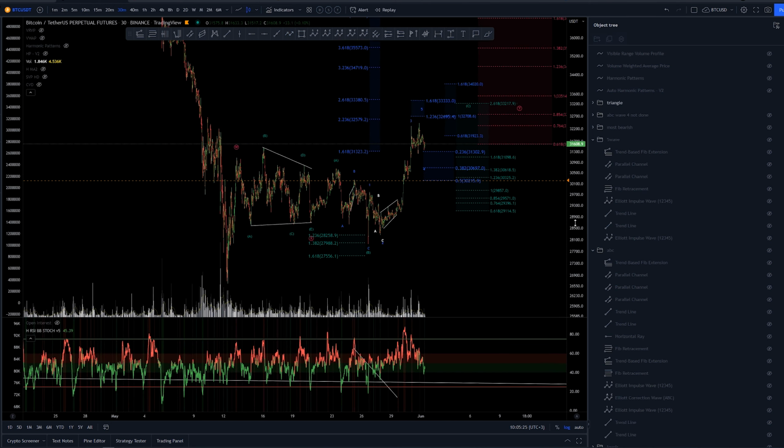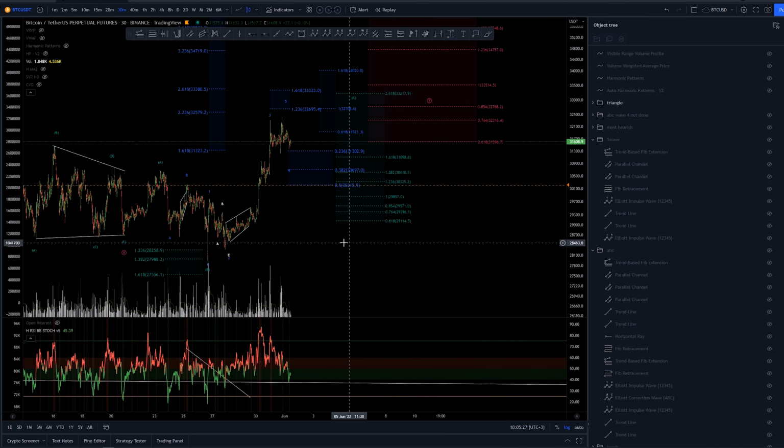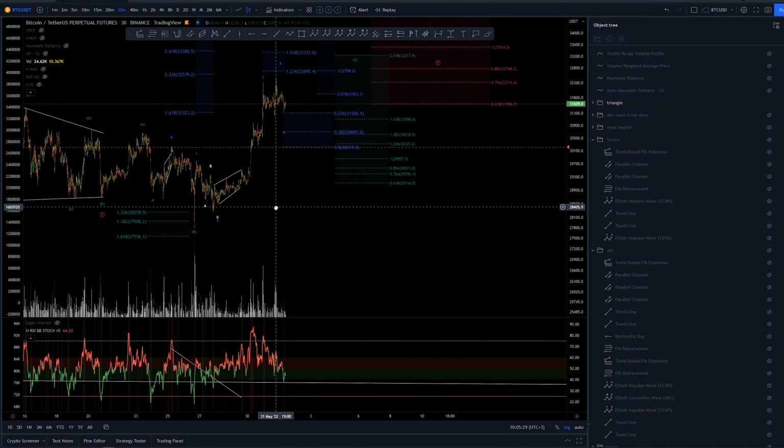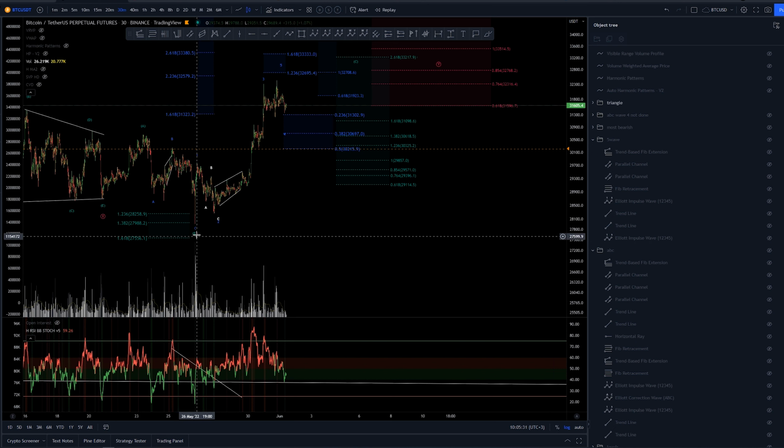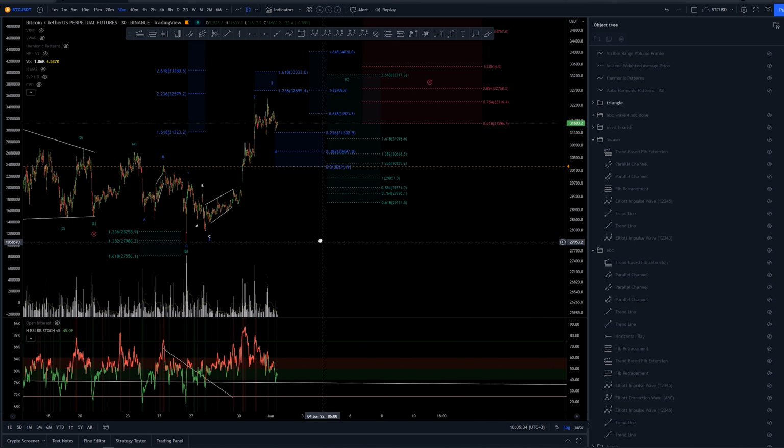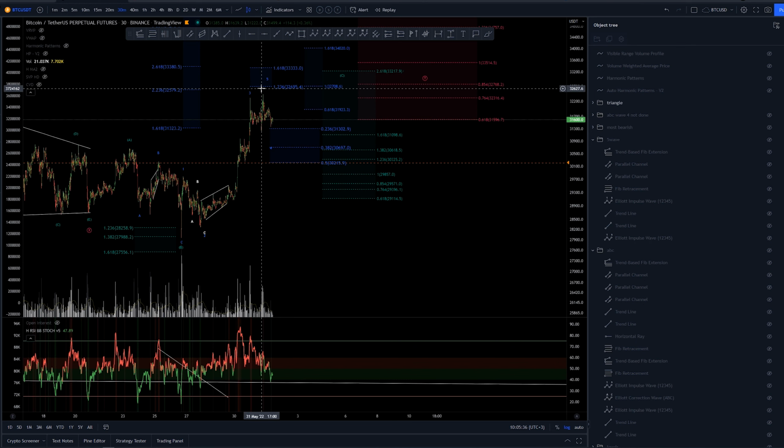Now this to me looks pretty good at the very moment. I don't see any issues with this. We did get to the expanded flat's pocket here for the expanded flat, and then we have just a pretty clear looking 5-wave structure upwards.